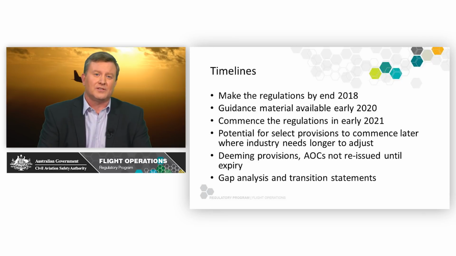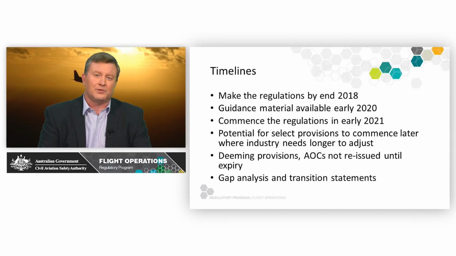So what are the timelines for the regulations? CASA is currently aiming to make the regulations by the end of 2018. Following that, we're aiming to have the guidance material that's essential for you to understand the rules available for industry by early 2020, and we're aiming to commence the regulations in early 2021.